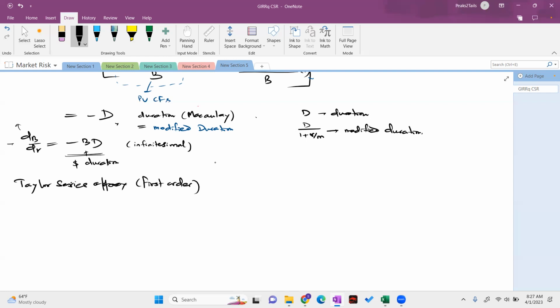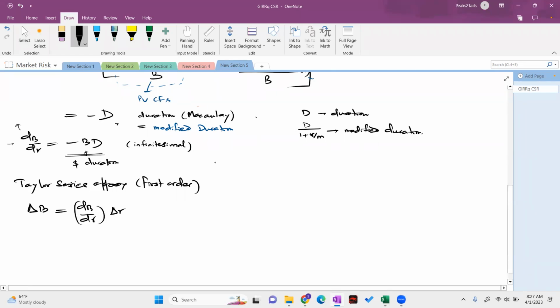That's where Taylor series comes into the picture. So D becomes del. When we say delta, it means finite difference. D is differential, delta is finite difference. So delta B, this is what we have been doing so far. Delta B is derivative times delta R. This is the sensitivity, and a change in R will lead to a change in B. That's all.